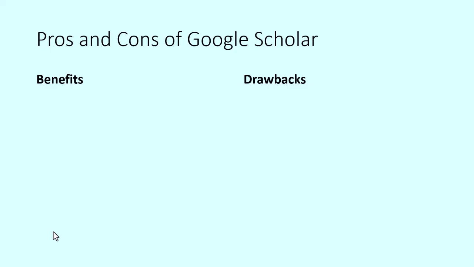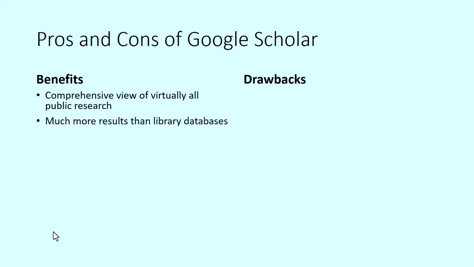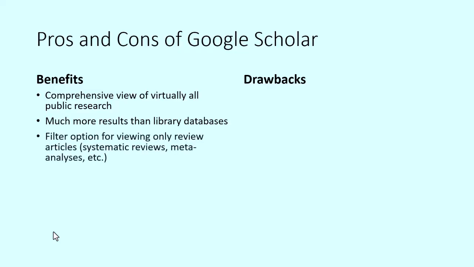All right, so before I show you Google Scholar, I want to talk about some of the benefits and drawbacks of this very powerful tool. Some benefits are that it basically gives you a comprehensive view of virtually all public research, and it can actually give you more results than some library databases. It has a filter option for viewing only review articles, such as systematic reviews or meta-analyses, which are kind of a third kind of research in addition to empirical research.